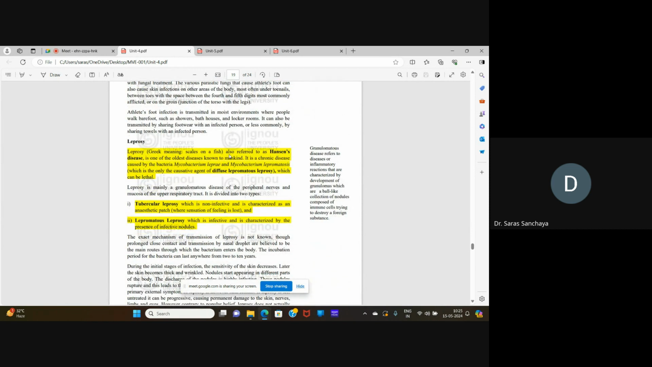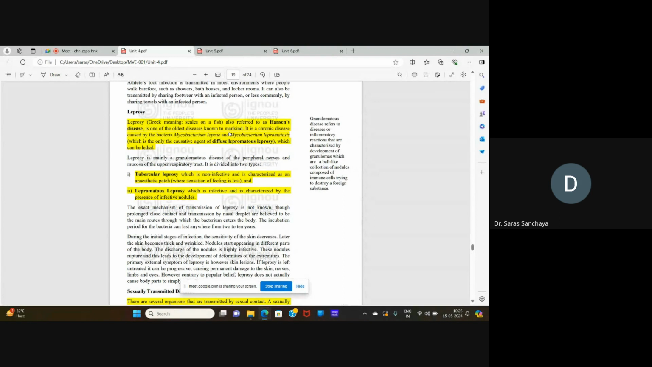Leprosy, also called Hansen's disease, is one of the oldest diseases fatal to mankind. It is a chronic disease caused by the bacteria Mycobacterium leprae and Mycobacterium lepromatosis, which is the only causative agent of diffuse lepromatous leprosy, which can be lethal. Now leprosy can be divided into two types: tubercular leprosy and lepromatous leprosy. Tubercular leprosy is non-infective and is characterized by an anesthetic patch where sensation of feeling is lost. But lepromatous leprosy is the infective stage of leprosy and is characterized by the presence of infective nodules on the skin.